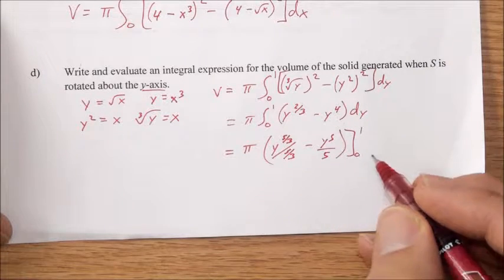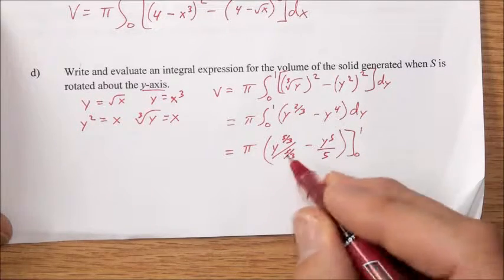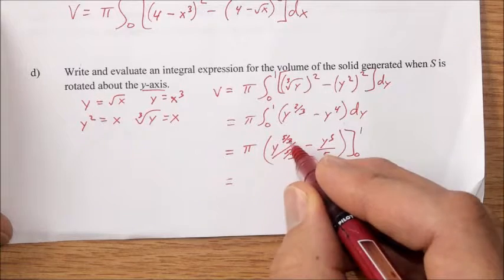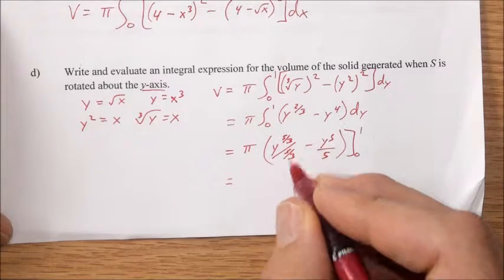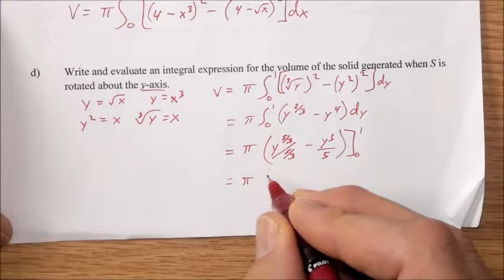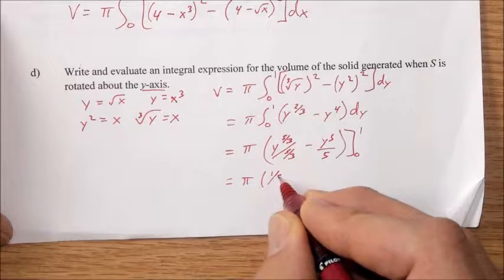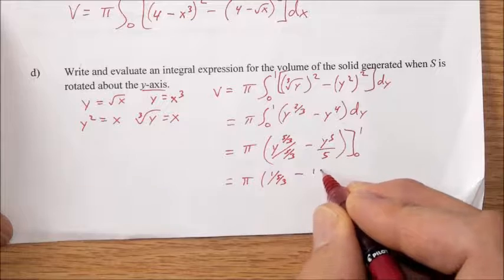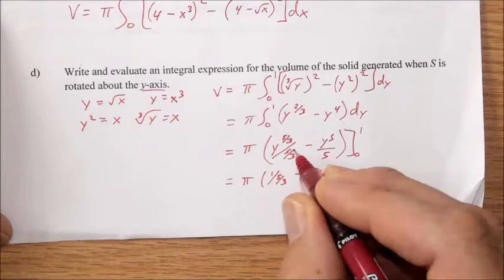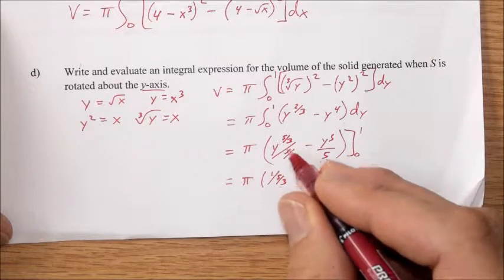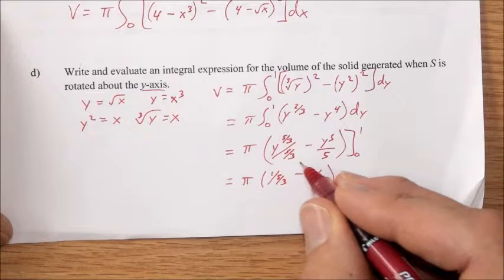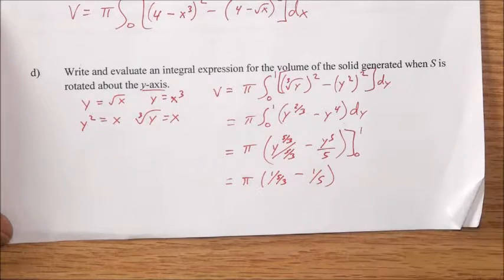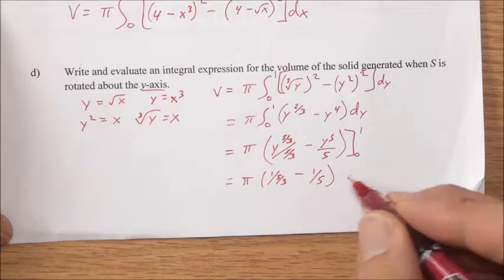Alright, so when we plug 1 into this, well, 1 to any power is 1. So 1 to the 5/3 is going to be 1. So pi out front, then we have 1 over 5/3 minus 1 to the 5th is 1 over 5. When we plug in 0, 0 to any power is 0, divided by 5/3 is still 0. 0 to the 5th over 5 is still 0. So this is our answer right here.